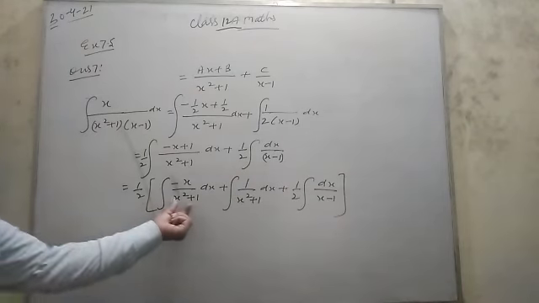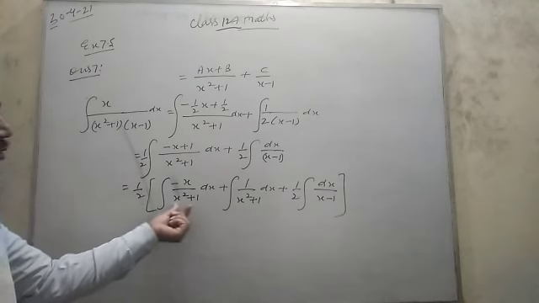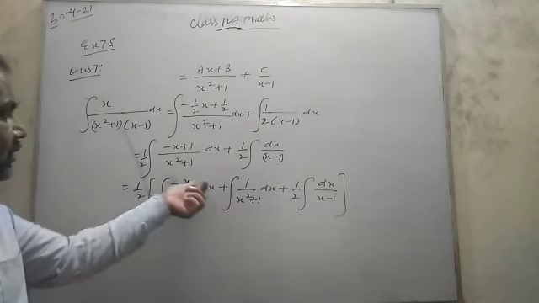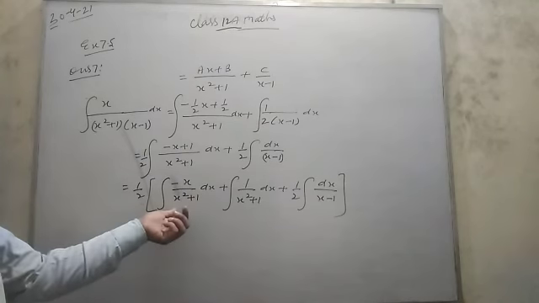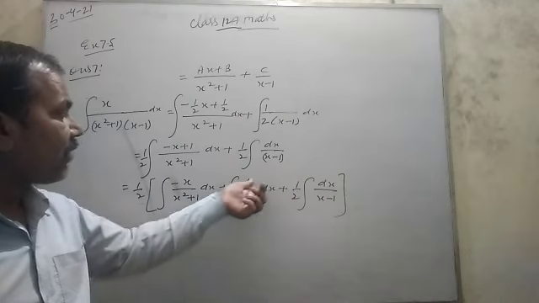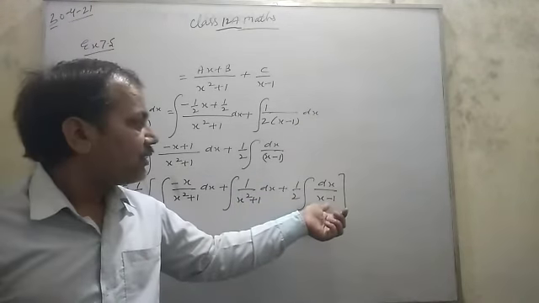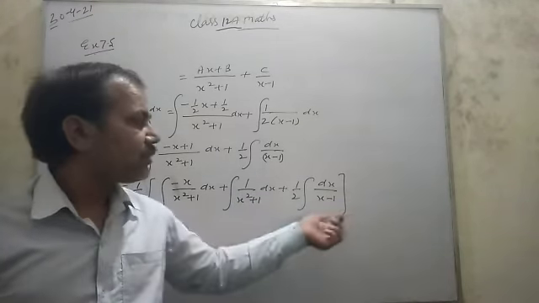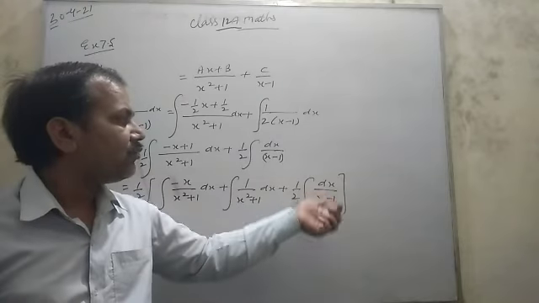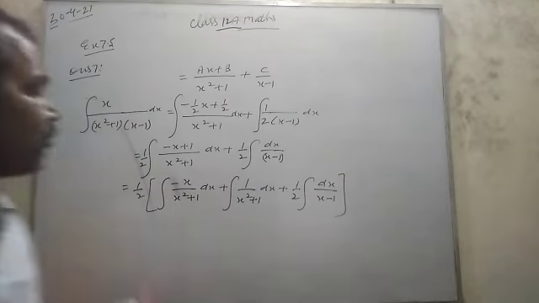So x square plus 1 is equal to t, so 2x dx is equal to dt, so x dx is equal to dt by 2. Integrate it. This 1 upon x square plus a square is a formula. And this x minus 1, suppose u, so dx is equal to du, so du upon u means log u, then putting values.